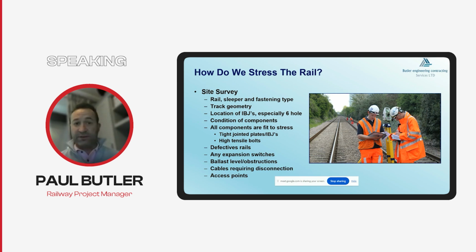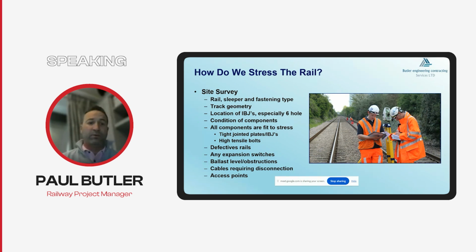So are the components fit for stress, as I said? Are there any tight jointed plates or insulated joints within the stressing site? If there are, have they got the suitable high tensile bolts? Are they in good condition to hold the stress? Are there any defective rails? Stressing a rail defect can cause a rail to fracture if it's serious enough. So any rail defects should be removed prior. Are there any expansion switches? This will also tell you where the limits of your site might be.